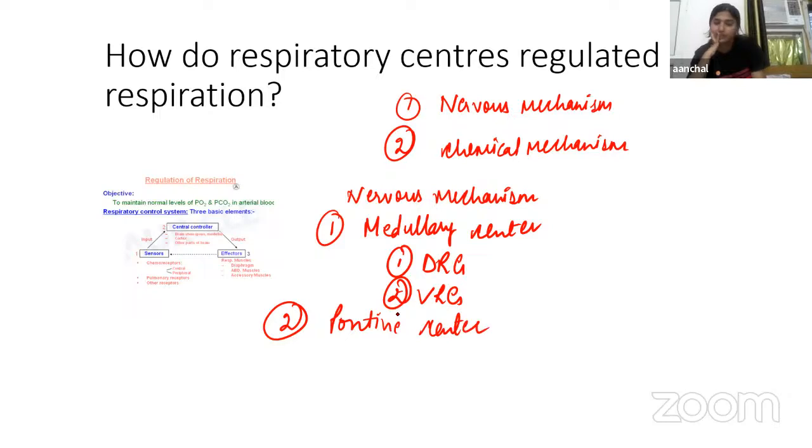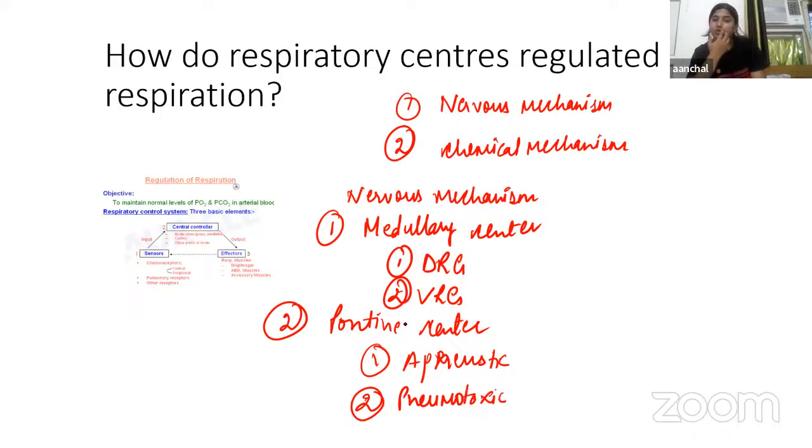And for the pontine center, we also have two, that is apneustic and pneumotaxic. Now, one by one, we're going to know the function of all these centers.